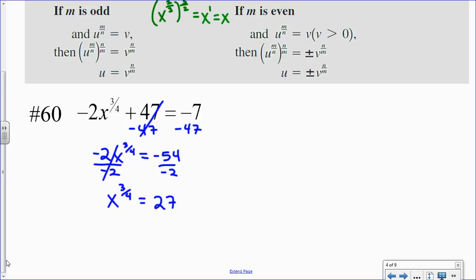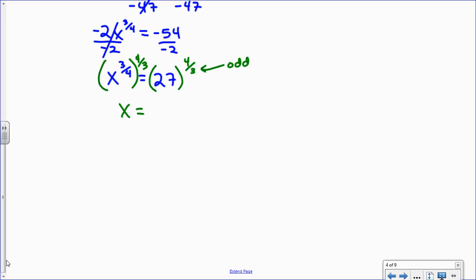Okay, so now to get rid of that 3/4, I exponentiate both sides to what power? 4/3. Good. So the reciprocal, which is 4/3. So the root, the denominator, is even or odd? Odd. So I just have one answer. Okay, so then I get x. So you can type 27 to the 4/3 in your calculator if you want. But what we're doing is the cube root of 27 to the 4th power. So that's 3, and 3 to the 4th power is 81.